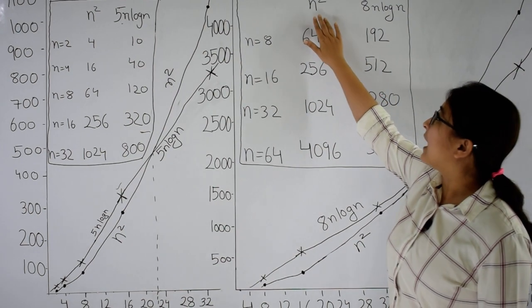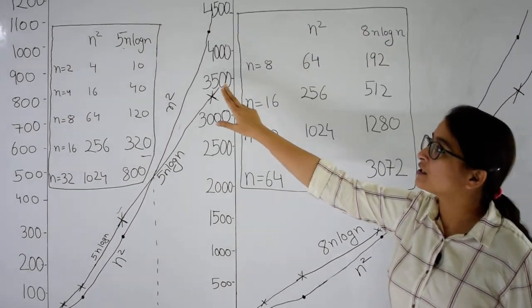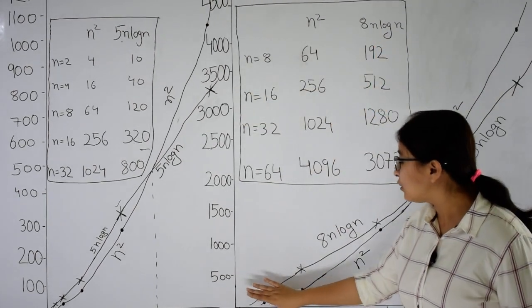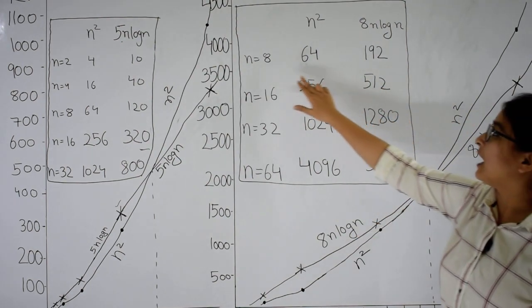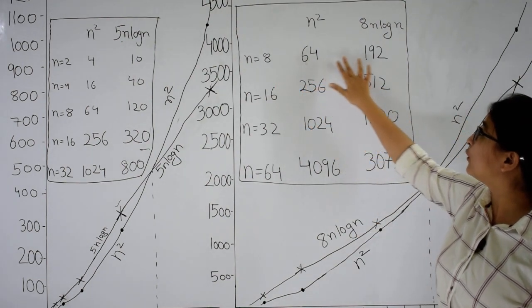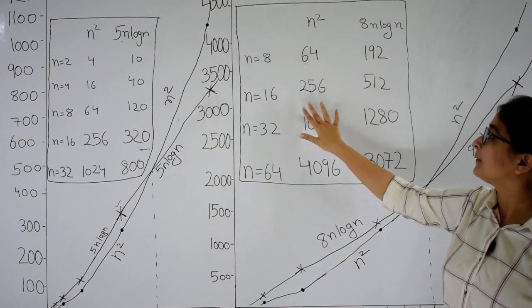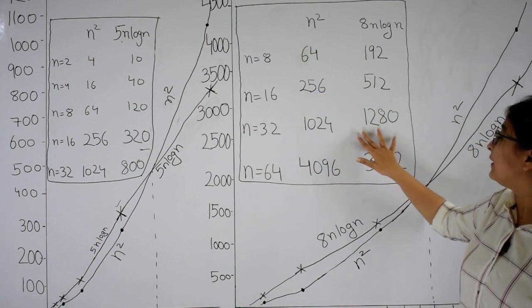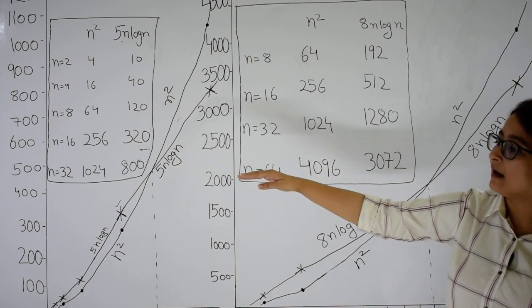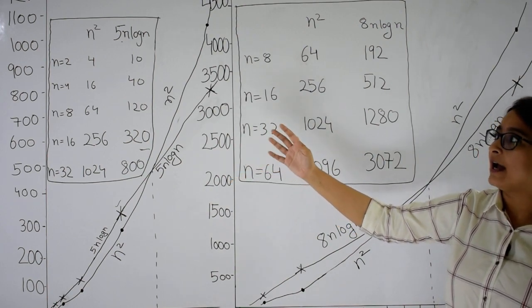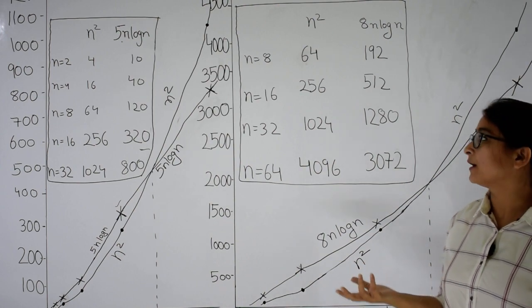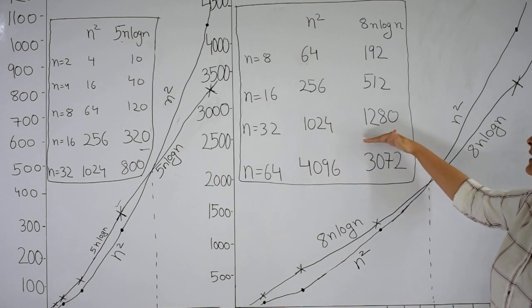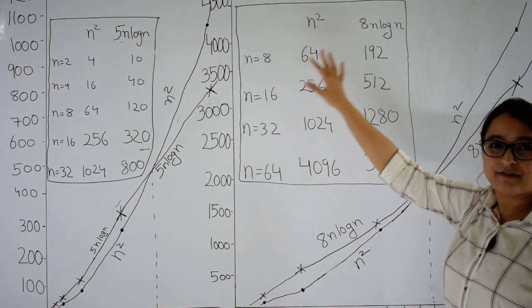Now this is a graph between n square and 8n log n. Same functions, only the value of the constant attached has changed. Now here also it is showing similar behavior. I have plotted for n equal to 8. Here you can see 64 and 192. This is giving a smaller value. 16: 256 and 512. This is again giving a smaller value. 1024 and 1280. There at n equal to 32, n square was giving a larger value than 5n log n, but here at n equal to 32, n square is still giving a smaller value than 8n log n, because 8 is a bigger number than 5, you know that.